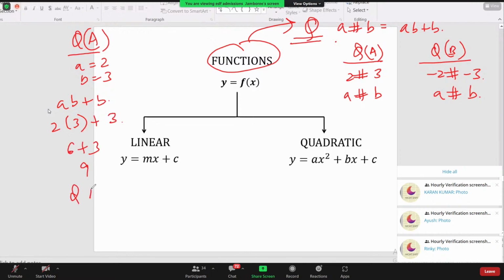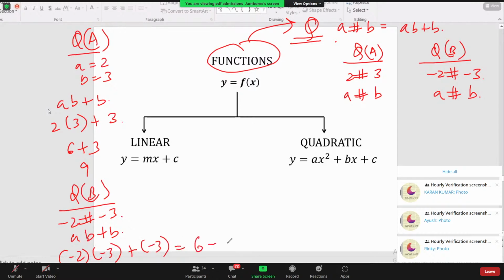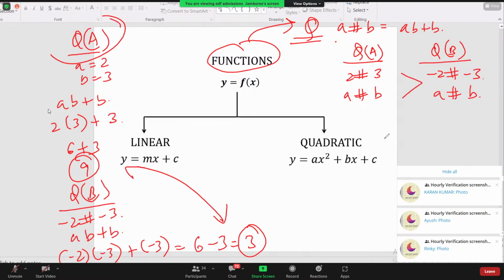Similarly, with respect to quantity B, it is minus 2 hash minus 3. So it is AB plus B, that is what you need to find out. So it will be minus 2 multiplied by minus 3 plus minus 3. That makes it 6 minus 3, which is 3. So here quantity A turns out to be 9 and quantity B turns out to be 3. Obviously 3 is smaller than 9, or 9 is greater than 3. So quantity A turns out to be greater than quantity B. Hence the answer to the question will be option A.